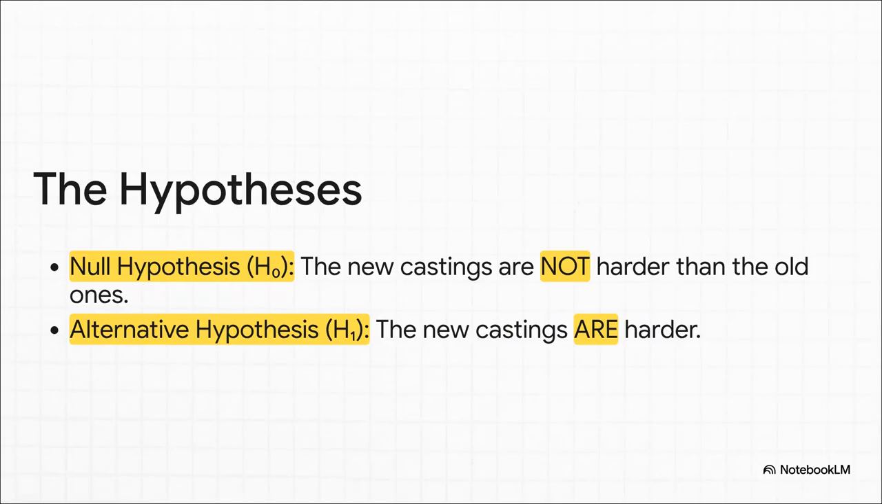So for our manager, what's the default? The innocent position. It's that the new supplier's castings are no different than the old ones. That's our null hypothesis. The claim that they are actually better, that's the alternative. And this is so important. Just like in court, the burden of proof is on the new claim. It has to prove itself.